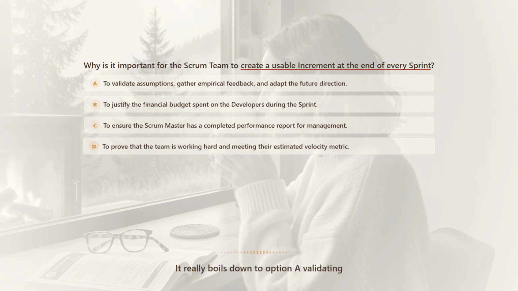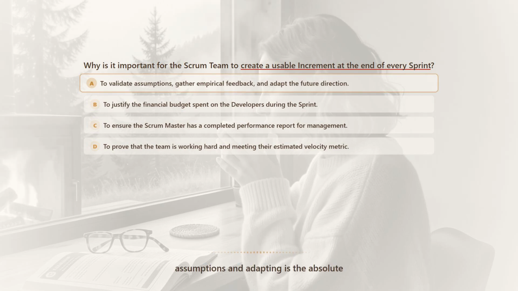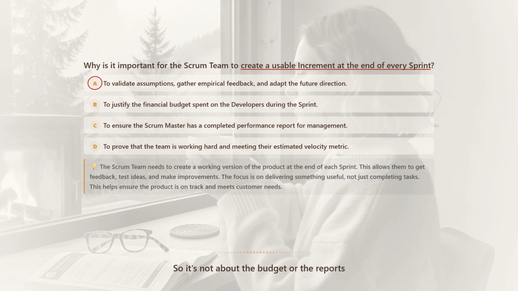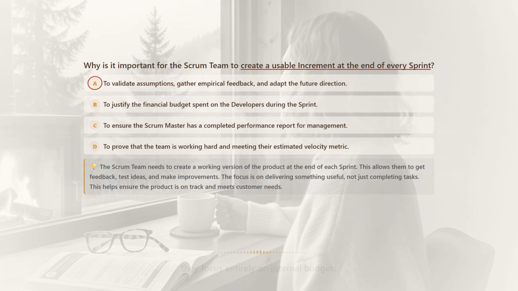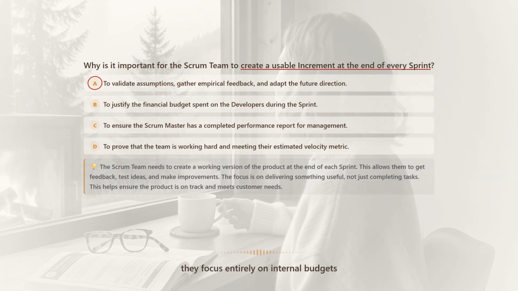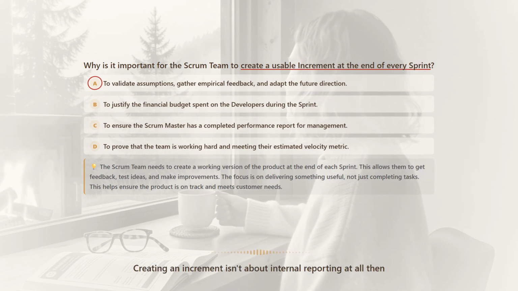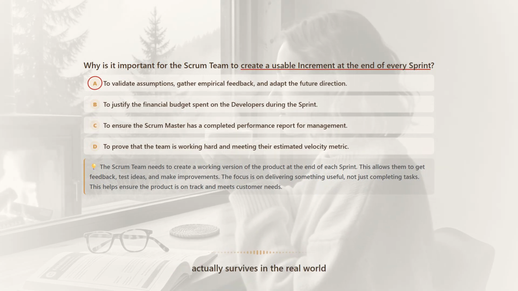It really boils down to option A. Validating assumptions and adapting is the absolute essence of empirical feedback. So it's not about the budget or the reports. Not at all. Options B, C, and D are incorrect because they focus entirely on internal budgets, management reports, and improving estimated velocity. Creating an increment isn't about internal reporting at all then. Right. It's about seeing if the product actually survives in the real world.